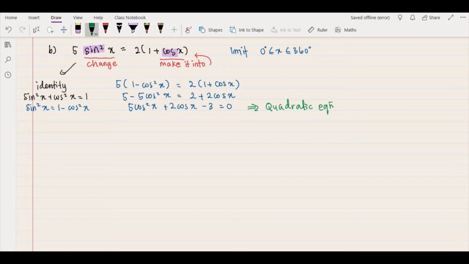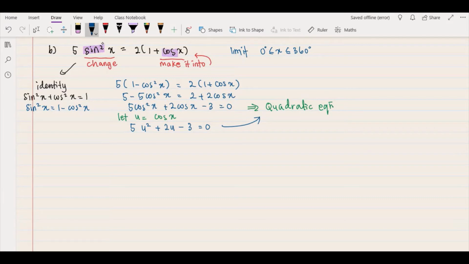But if you cannot see, let's just let u, or let cos x be any letter except x. Do not use x here. So once I let u is equal to cos x, that gives me a new form, which is 5u squared plus 2u minus 3 equals 0. And this is exactly what we have, a quadratic equation.